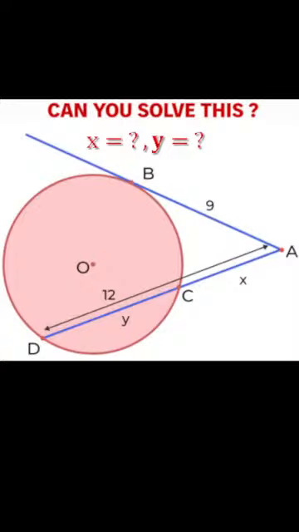So in this question you need to solve for the value of x. Remember, this AB is nothing but a tangent of a circle, and AD entirely is a secant. This AC is x and this CD is y, and this entire length is 12. Take your time. I need the correct answers along with the correct explanation. Let's see how many of you can solve this one.